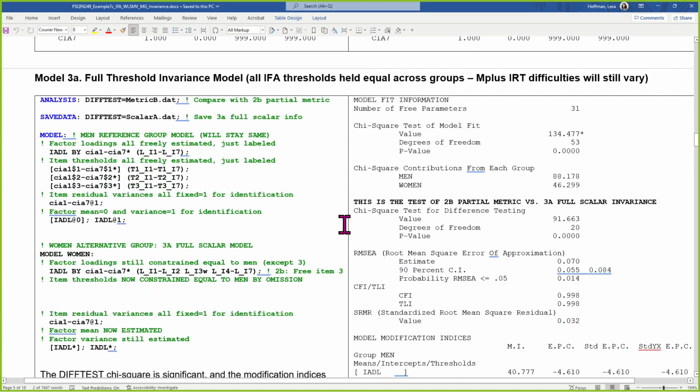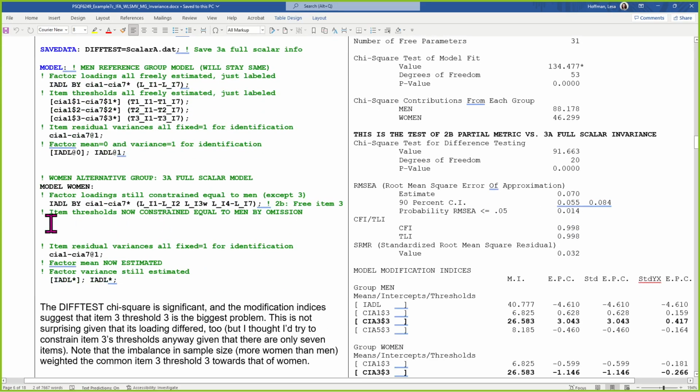So we let item 3 have a different loading. I'm going to then move on to test thresholds. Because I only have 7 items, I'm going to see if I can hang on to the thresholds for item 3 anyway. I'm not going to kick it out of the tournament yet. So here's a trick you're going to like.